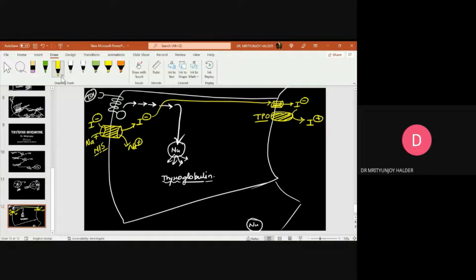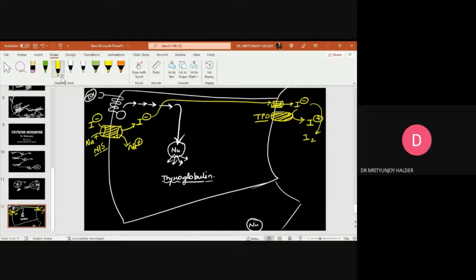That is why, though the name is not appropriate here, we should remember that it is TPO, thyroid peroxidase. So I minus to I plus reaction occurs. Now few I minus and I plus together they will combine to form I2.